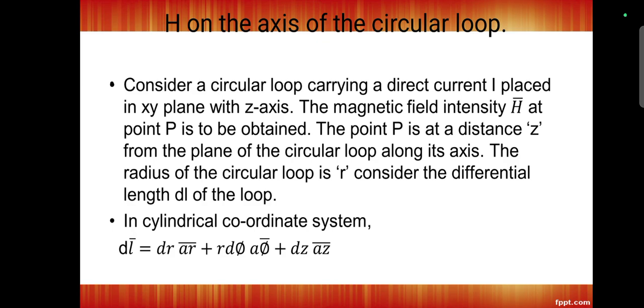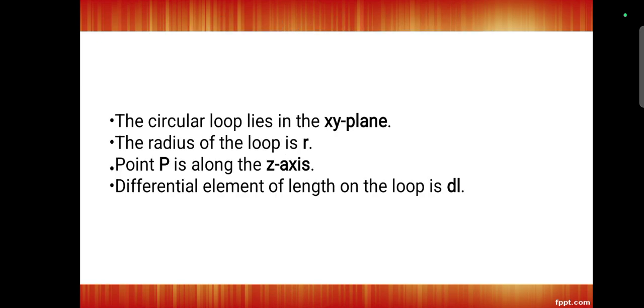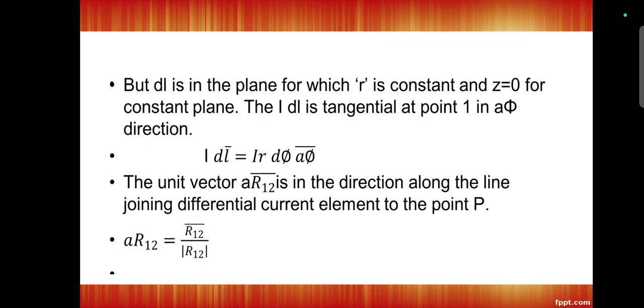Considering this loop carrying direct current I placed in the xy plane with the z axis, according to the cylindrical coordinate system, dl equals dr ar plus r d phi a phi plus dz az. The circular loop lies on the xy plane. The radius of the loop is r. The point P is along the z axis. The differential element of length on the loop is dl.